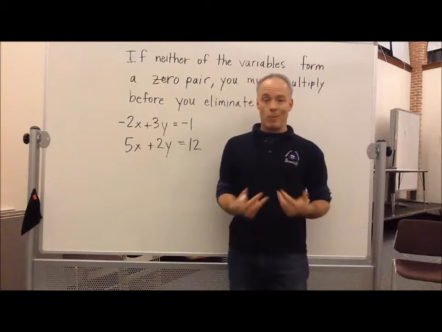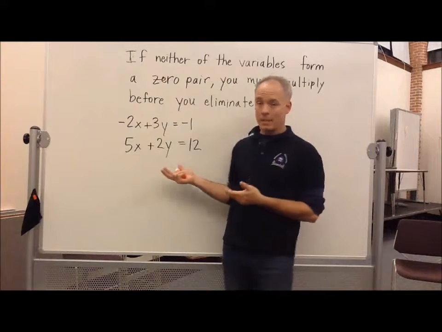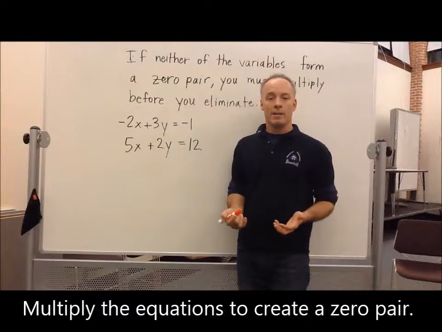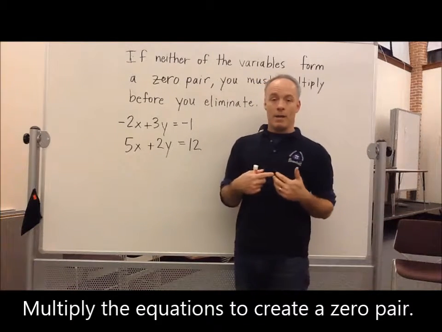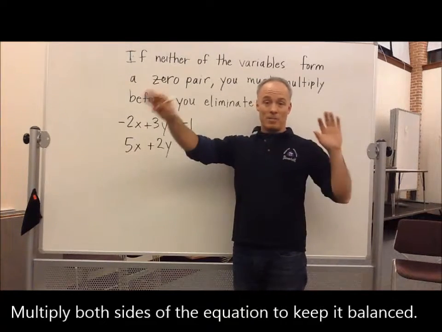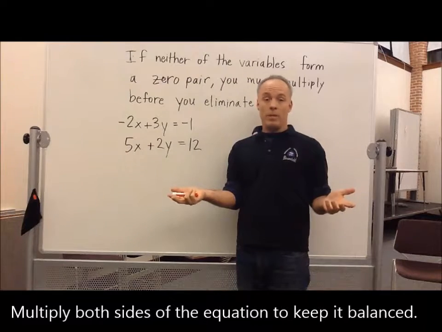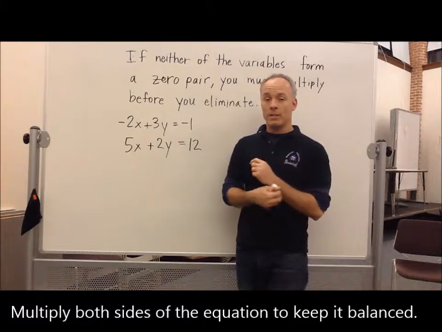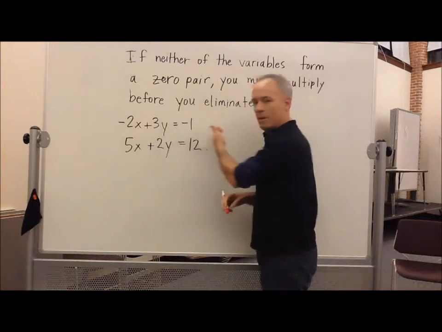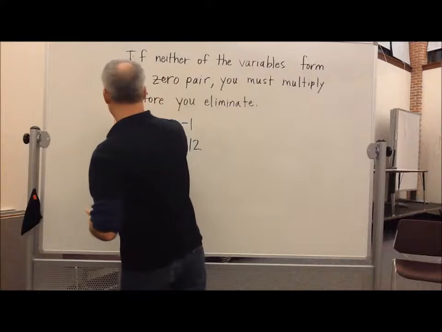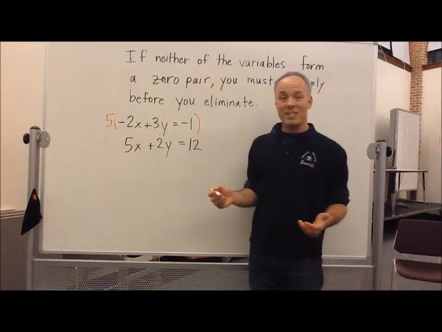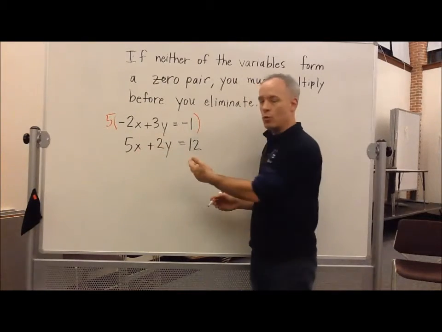So in this case, we want to create a zero pair. That's our first step. In this case, there isn't a zero pair in one of these variables. So we're going to have to multiply the two equations by a term in order to create a zero pair. Now remember, as long as you multiply the entire equation, both sides, by the same number, you'll be creating equivalent equations, so it's acceptable. So in this case, the first one, let's say we multiplied this first equation by 5. And then we multiplied the second equation by 2.